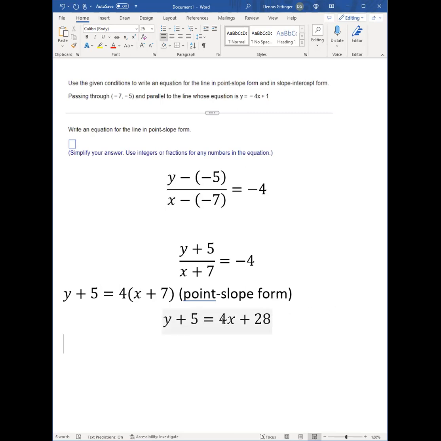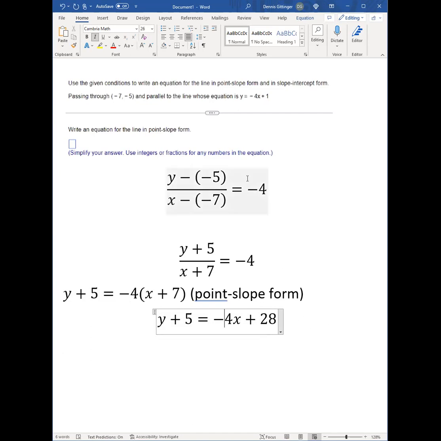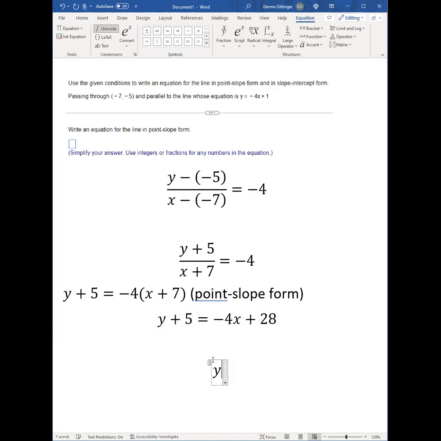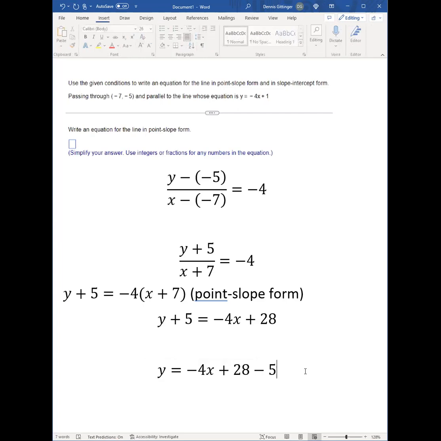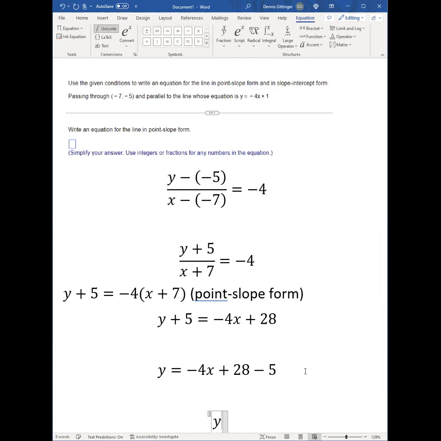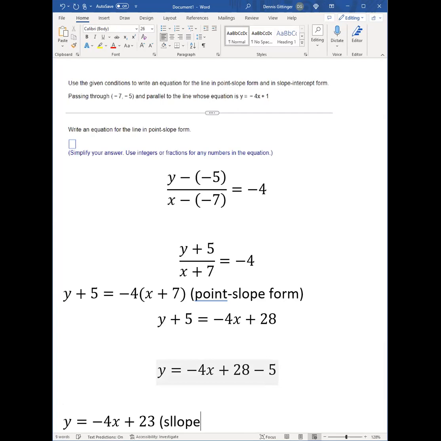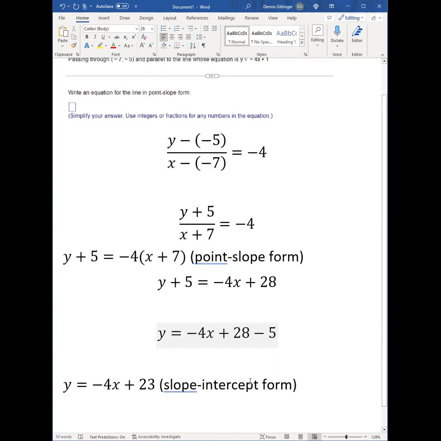Sorry, subtract 5. I made a little error here that I left off the minus sign. That's important. Okay, so now I subtract 5 from both sides, and I get y equals minus 4x plus 28, and then minus 5. And you could just put 23. But I want this to be as clear as possible. Minus 4x plus 28 minus 5 is 23. And so this is slope intercept form. And there you have it.